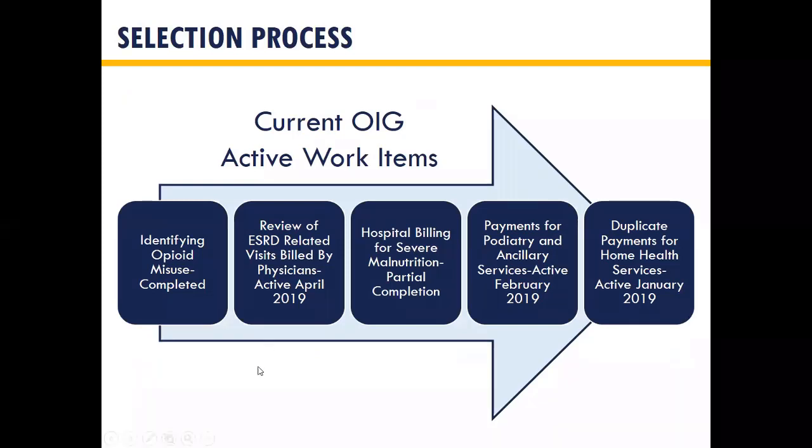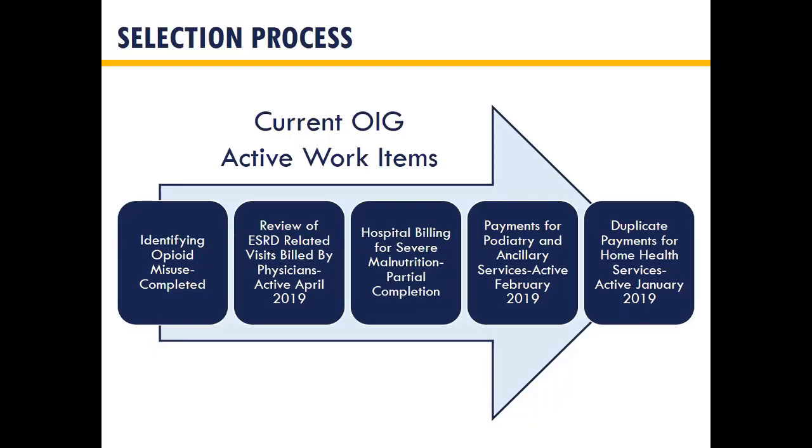All right, so these are current OIG work items. We have that opioid misuse, and underneath it, you'll see it says completed. So when you're on the OIG website, it will tell you if they're active or completed. And if they're on there stating completed, that means they were recently completed. They don't keep them on there very long. So that means they were completed within the last 3 months.